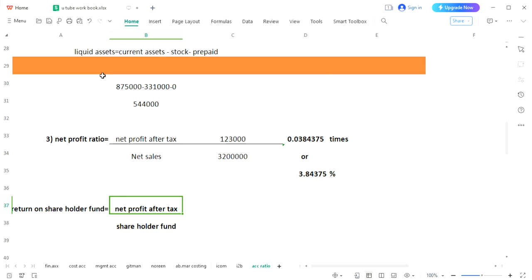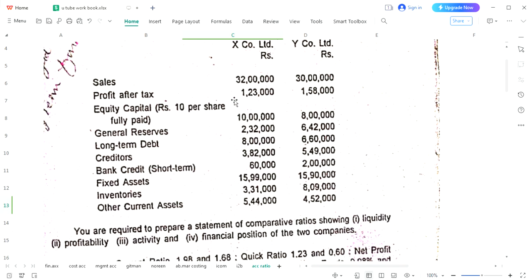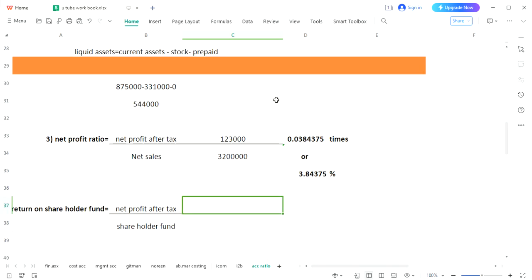So this is your formula for return on shareholder fund. Now as usual, you can see net profit after tax is already available in the question, and here it has been given profit after tax 123. Write down 123,000. Now shareholder fund, this formula should also be in your mind.